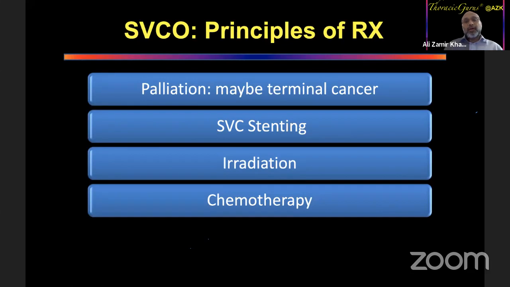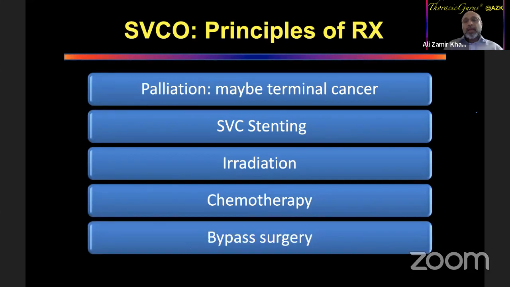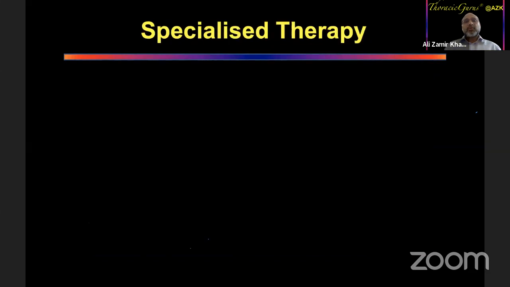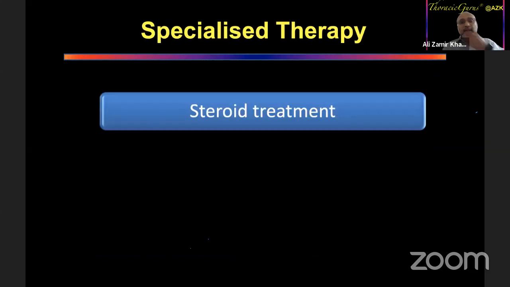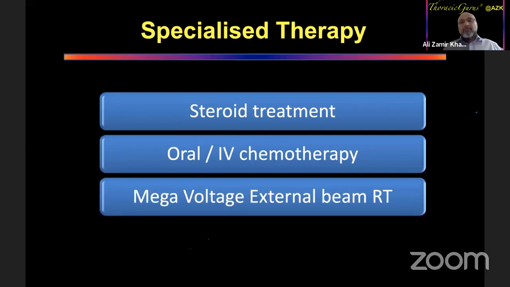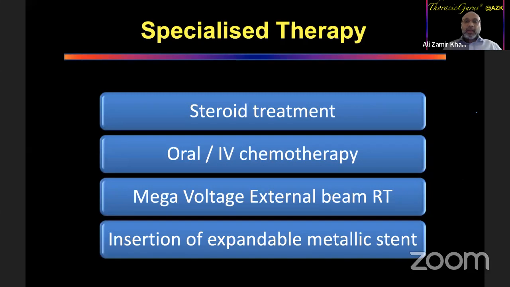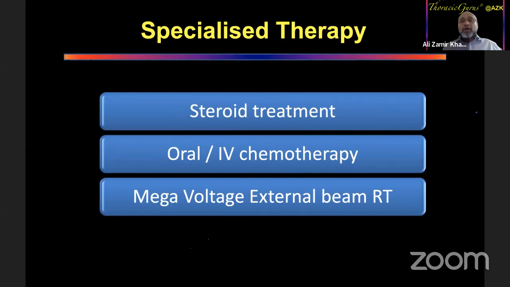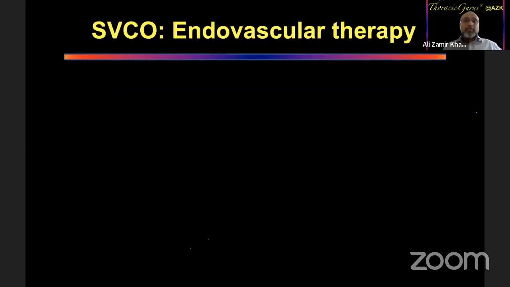You may also use chemotherapy as a primary treatment for the tumor. And the last is bypass surgery. And we'll talk about bypass surgery in more detail. I'll show you what we do. So what are the specialized therapies? Steroid treatment we spoke about. IV chemotherapy is what we mentioned. Mega voltage external beam radiotherapy and insertion of an expandable metallic stent. The order may change depending upon the grade of the patient, okay? So that's important to remember.